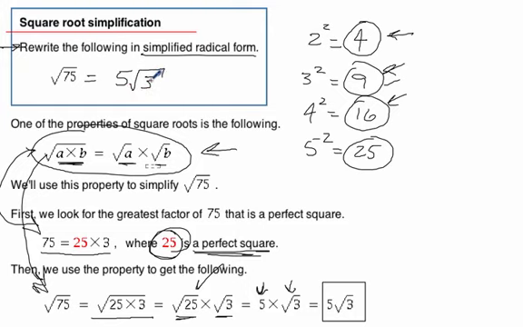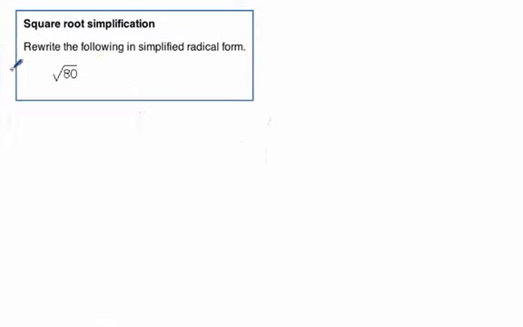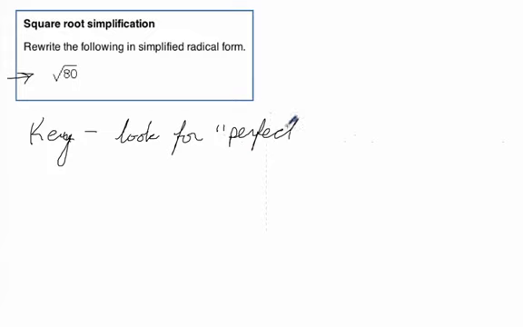Okay, one more quick example. Here we have the square root of 80. Now the key is to look for perfect square factors. In other words, is there a perfect square that goes into this? Like 4 will go into that, and 4 is a perfect square.